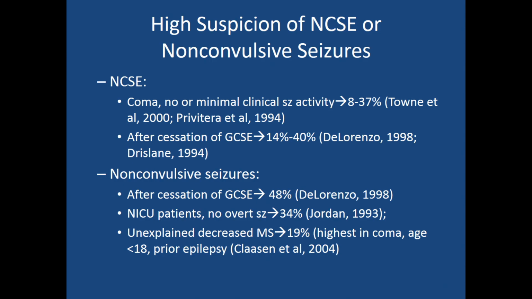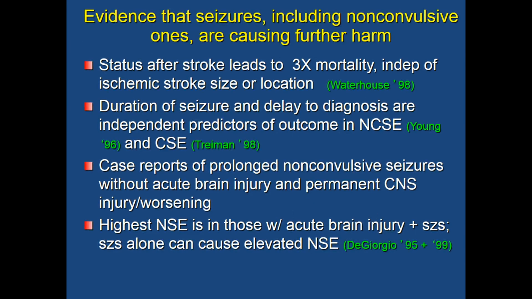In neuro ICUs, it was published by Dr. Jordan that 34% of patients without overt seizures were having subclinical seizures, a third of the patients. So we should be very sensitive to this possibility and have a very low threshold for EEG monitoring to evaluate for possible subclinical seizures. We know that seizures are bad and status after stroke leads to a 3 times increase in mortality.